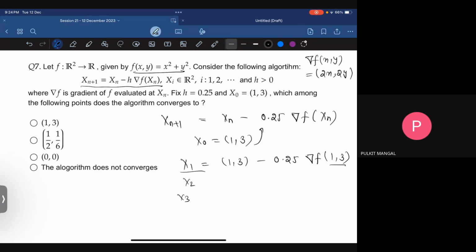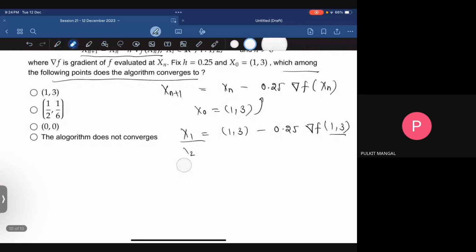So what it is asking is, which among the following points does the algorithm converge to? That means this is like the limit question that we solved in our Maths 1 course. We have been given one sequence, the sequence is going on x1, x2, x3 till xn. So does this algorithm converge to some specific point or not? That's what I need to show here.